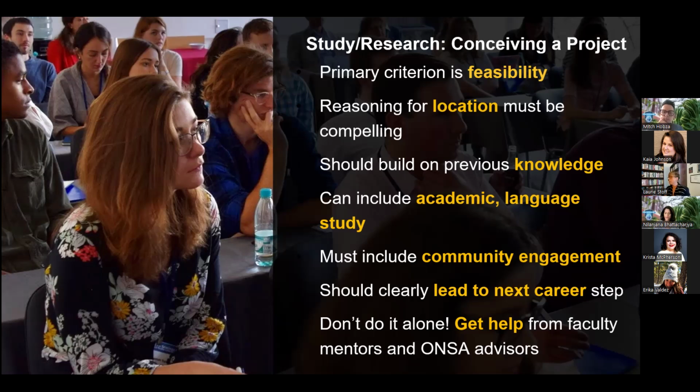Also, please don't forget that you should not do this alone. So what we really recommend is that you reach out to faculty who you have worked with, find some people who are willing to mentor you through this process. And then, of course, you have us here at ONSA. The advisors are here to help you.